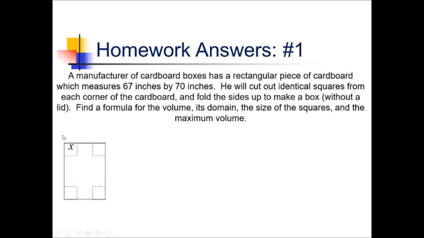So let's say that this is the 67 side and this is the 70-inch side right here. On the 67 side, after you cut out these two x squares, you've got 67 minus 2x left over for this folded up side. And by the same token, over here, you've got 70 minus 2x left over for this folded up side. So now with our volume, length times width times height, we can rewrite that with these expressions now. So 67 minus 2x times 70 minus 2x times x. And to get anything else here, I'm going to need the domain anyway.